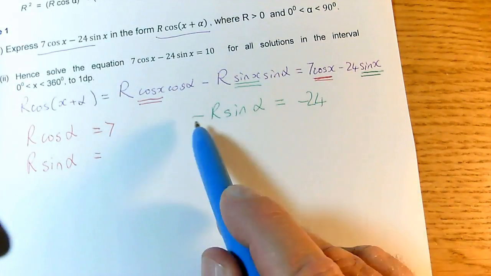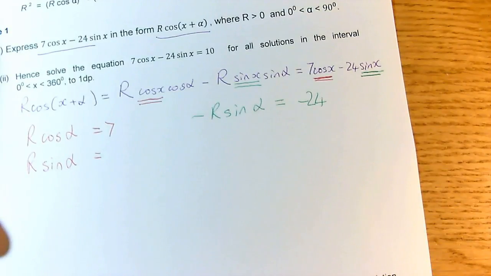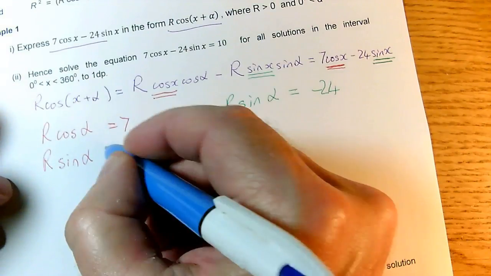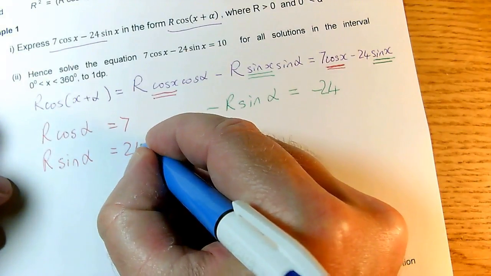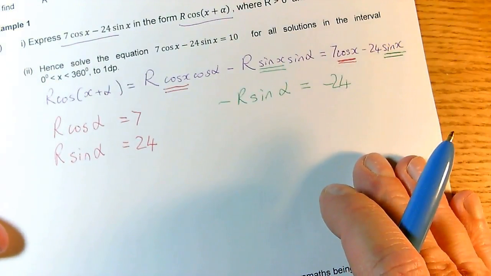Now of course I could have spotted they were both going to be negative and just written down r sine alpha equals 24. So as promised, I've got an r cos alpha which is 7, and r sine alpha turns out to equal 24. Okay, so how does that help? I want to work out what r and alpha are. Well, there are two things I can do here.